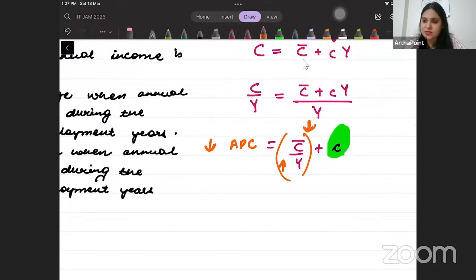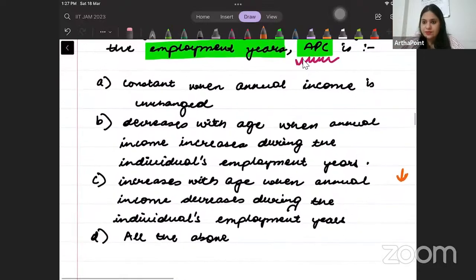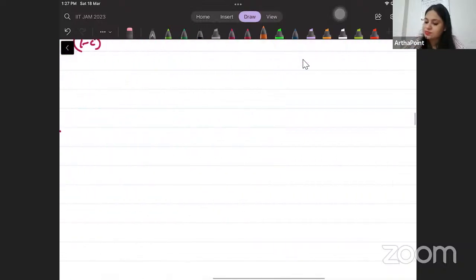And this is in fact the theory. This is what it says. It says that as your income increases, the average propensity to consume decreases. On an average, how much I consume will decrease. And let's take an example of this.